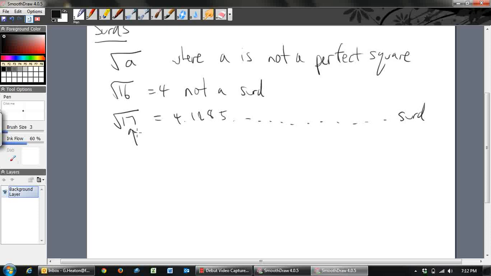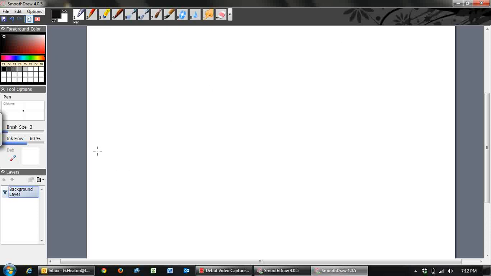That is a surd, and we call it a surd because 17, the number under the square root sign, is not a perfect square. So that's basically what a surd is, and I'm going to show you how to add surds, multiply surds, subtract surds, divide surds, and that sort of thing, and let's do that now. So firstly, let's do multiplying surds first.